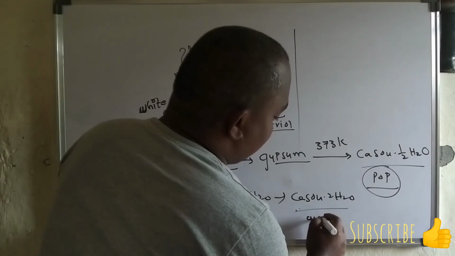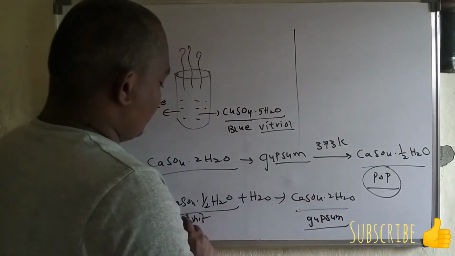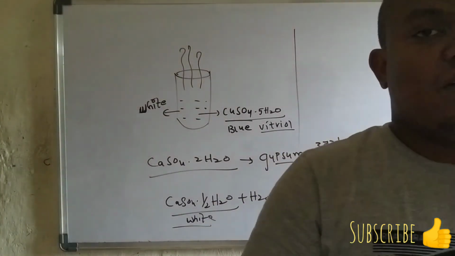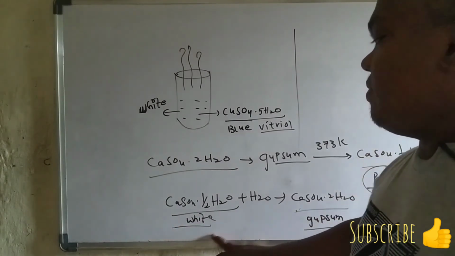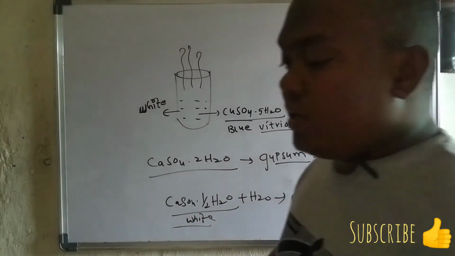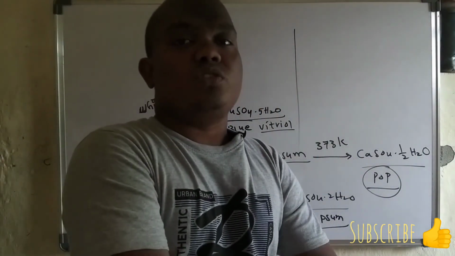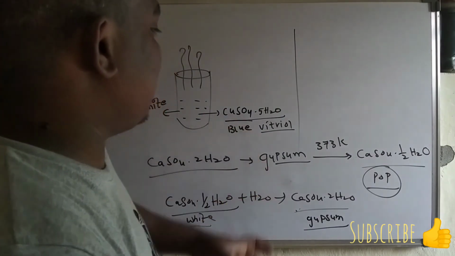So what reaction takes place? The white powder, plaster of Paris, when mixed with water, reacts again and becomes a hard substance, and it gives a very smooth surface. Okay? So this is about plaster of Paris.